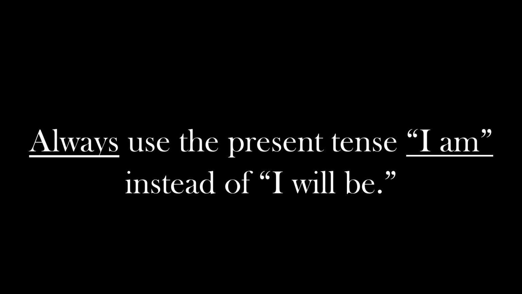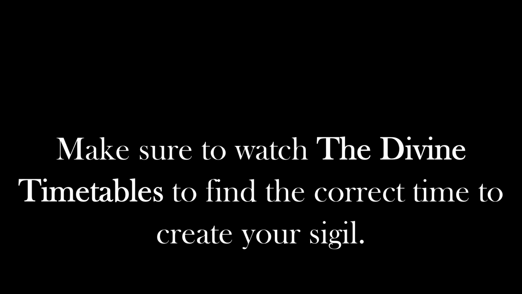Start by defining your desires in one sentence. Always use the present tense. I am instead of I will be. Let's go back to the example. I am protected. In my video, The Divine Timetables, I go over the magical timing of spells. Make sure to watch it to find the correct time to create your sigil.